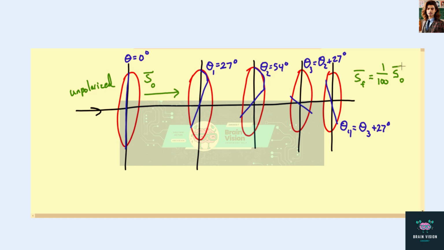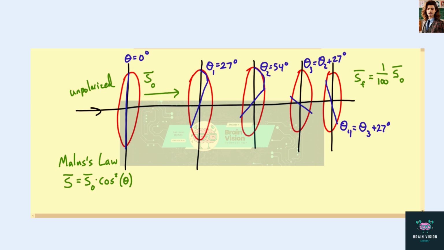And we want the final intensity, I_F, to be equal to 1/100th of what that initial intensity was. Well, we know that as polarized light travels through more and more polarizers, there's an equation we can use. This is called Malus's law. It's one that you'll see very frequently when dealing with polarizers. Malus's law says that the transmitted intensity is equal to the incident intensity times cosine squared of theta. That's the relative angle between the polarized light and the polarizer.